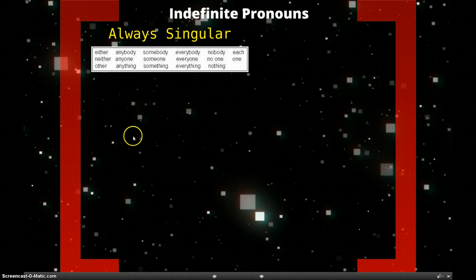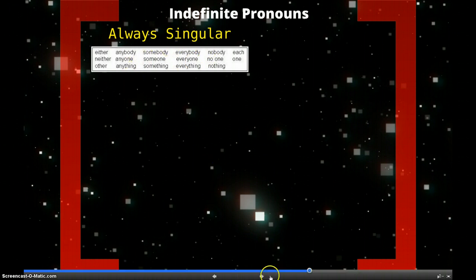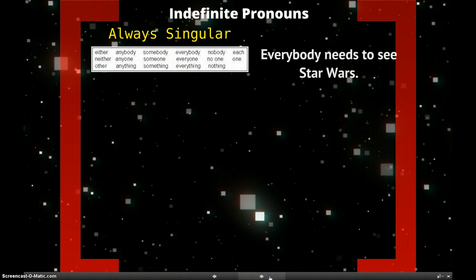So notice that in these, a lot of them have the words thing, body, or one in them. When you see those hints in a pronoun, then you will probably know that it's going to be singular. For instance, everybody needs to see Star Wars. So even though everybody sounds like it's talking about multiple people, the pronoun is singular. It has that word body in it, which shows that it just is kind of referring to one person. So you have to have a singular verb to go with it.